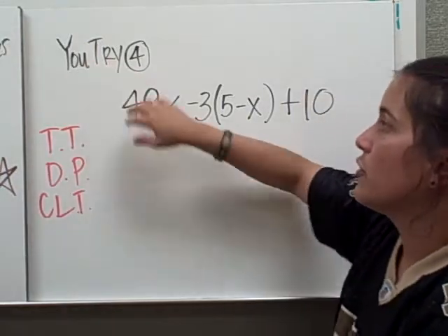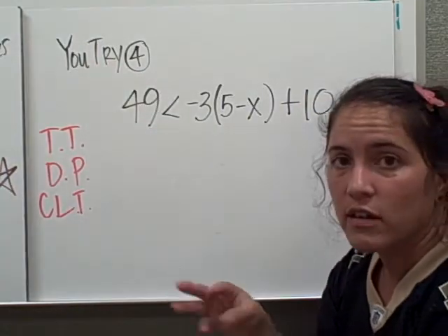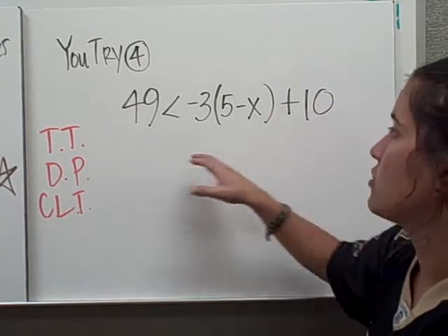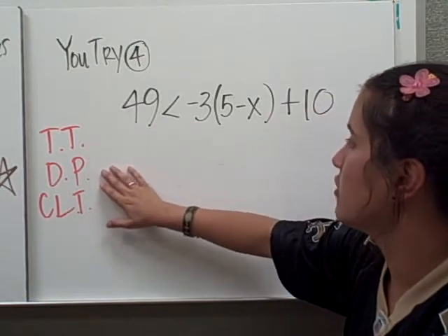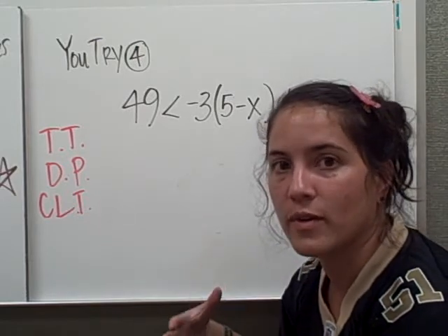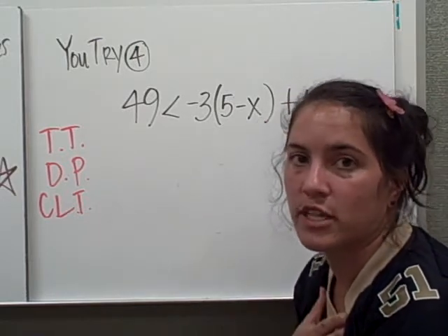So you try number 4. I've shown you 3. I've worked through them, shown you the steps. You try number 4 on your own. I want you to touch twice, distribute, combine like terms. Pause the video while you work it out, and then when you're ready to hear my explanation, restart it.